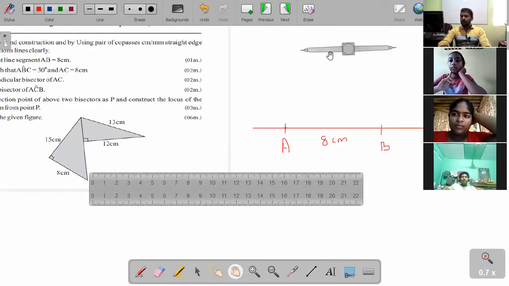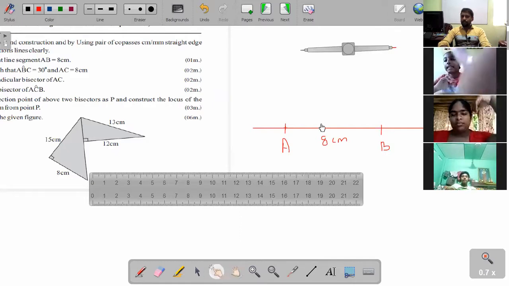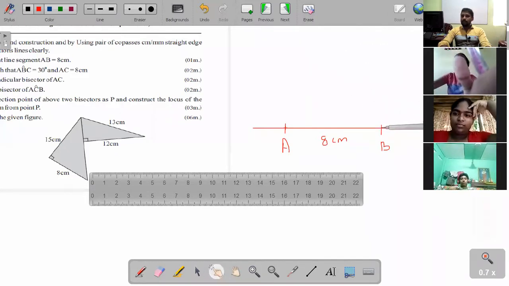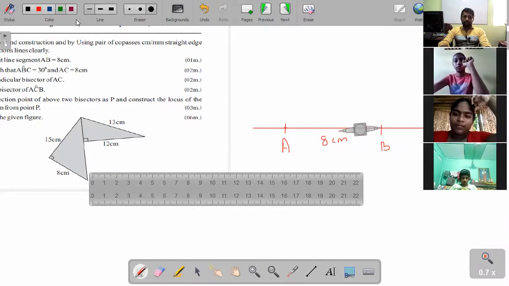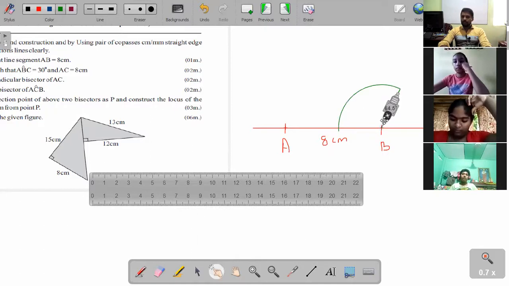Do you remember how we can construct the 30 degrees? First, you have to construct 60 degrees, then bisect it. I will do this one using a different color. For 60 degrees, you keep the metal point at B, then draw an arc without changing the distance of the compass. You keep the metal point here and intersect the previous arc like this.